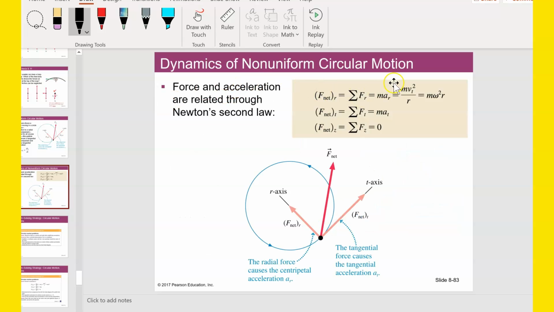Here are the dynamics of non-uniform circular motion. Force and acceleration are related through Newton's second law. The net force in the R direction is still mv squared over r, or m omega squared r, which is the radial acceleration. The net force in the tangential direction is mass times the acceleration in the tangential direction. And the net force in the z direction, that's going to be like a race car going up in the air off the track or sinking down into the ground, but that's not going to happen, so the net force in the z direction is still 0.